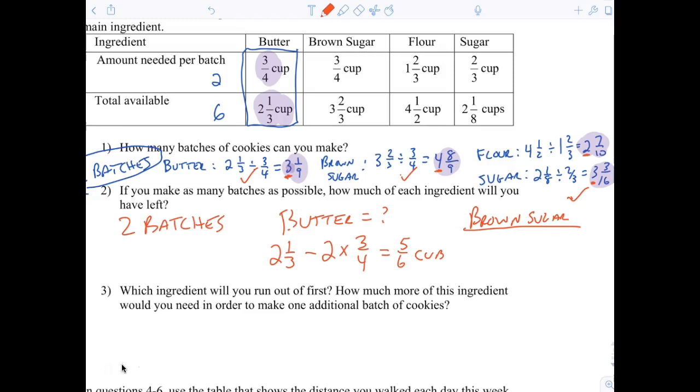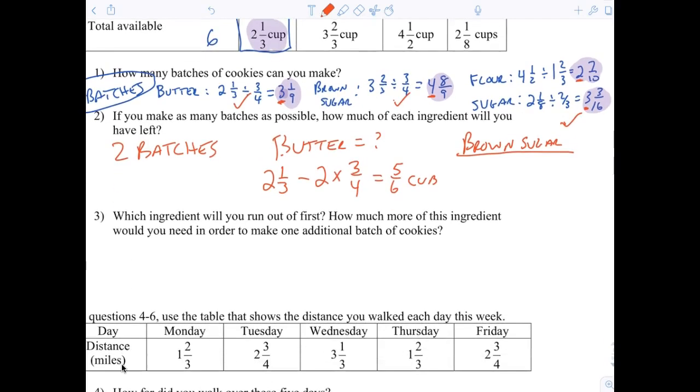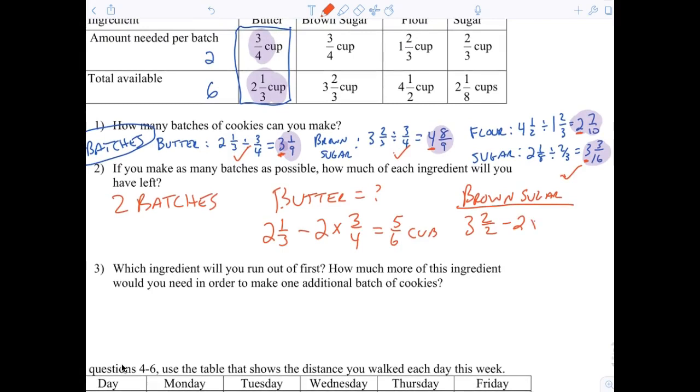3/4 times 2, and then what? 3 and 2/3. No, not divided, minus. Yes. So for the brown sugar, you should be saying I had started with 3 and 2/3, and I'm subtracting out 2 times 3/4. And somebody tell me what that is. 2 and 1/6.